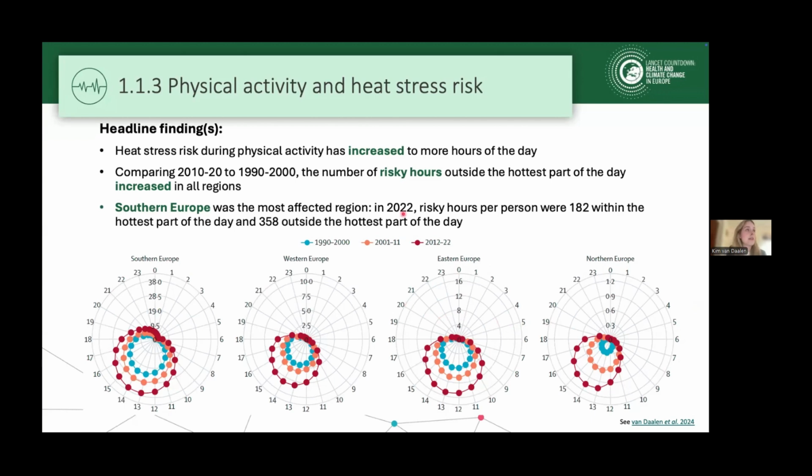So in this indicator, we look at how the heat stress risk is changing over different times of the day. And we see very clearly that heat stress risk during physical activity has increased for most hours of the day. If you look here at the first decade of the data, which is the blue line, then the second decade of the data, and the last decade of the data, you see very clearly that heat stress risk is expanding to more hours of the day. And of course, if you look at the European region, the Southern European region was most affected.